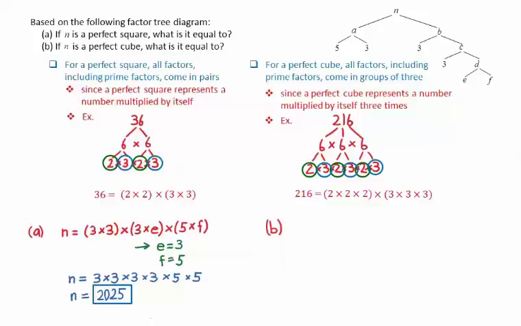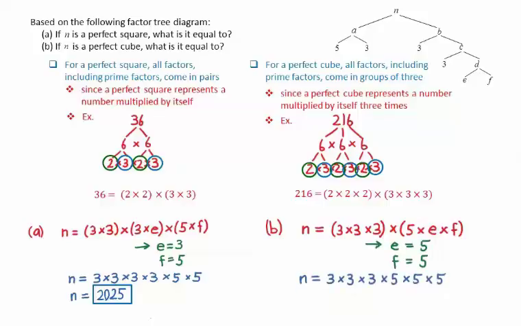For B, this time we're going to group all of the prime factors into 3's. Right away note that we have 3 3's. We have 1 5 left over. It has to be matched up with the E and the F. This means that both E and F must be 5.